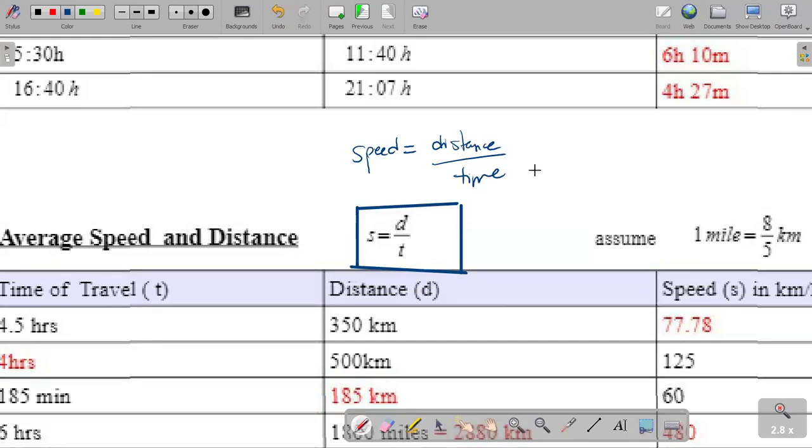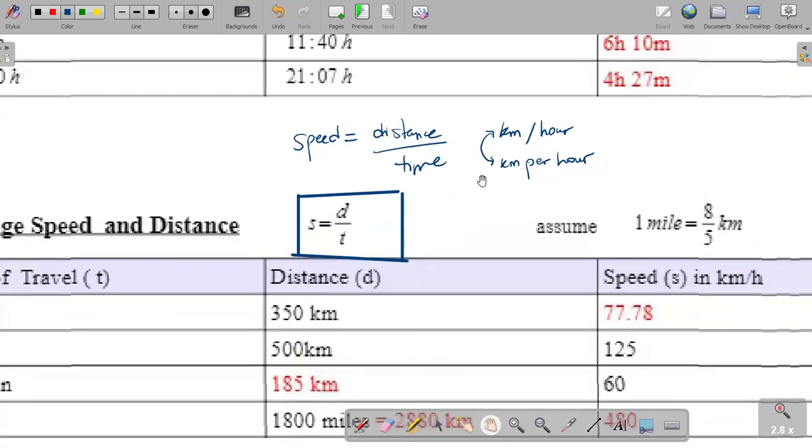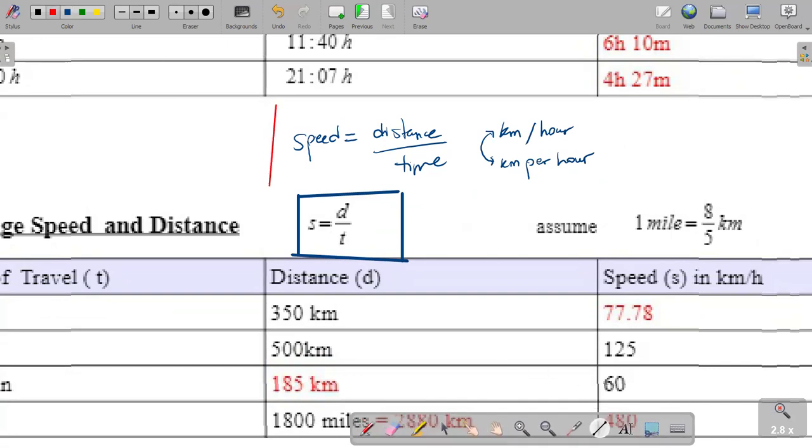Some people do kilometers per hour. It doesn't matter. So it could look like this, kilometers per hour. And y'all know that this slash means divide, right? This slash also means per. So these are the different ways this could come. Kilometers per hour. All of these things are the same exact thing. When you finish, copy that down. Also, let me know and say done.